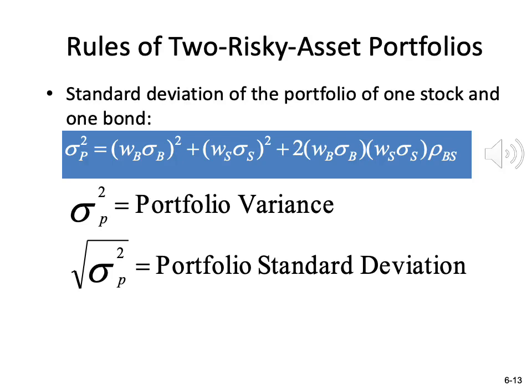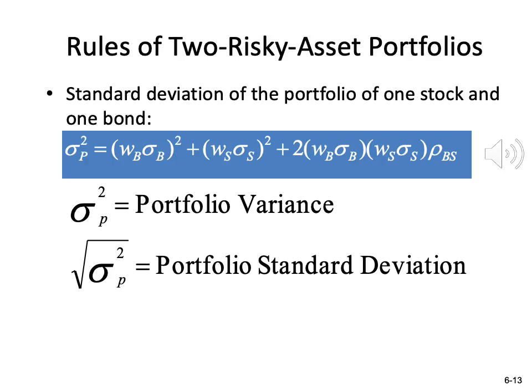So the first two terms are variance terms. The risky portfolio's variance equals the weight of the bond times the standard deviation of the bond, the whole thing squared, plus the weight of the stocks times the standard deviation of the stocks, the whole thing squared. And we also have a covariance term.